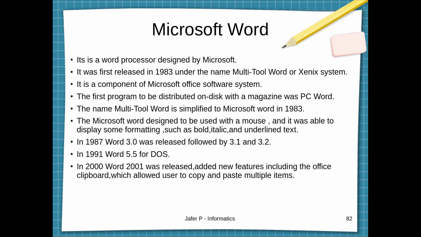And in 2000, Word 2001 was released, adding new features including the Office Clipboard, which allowed users to copy and paste multiple items. So in Word 2001 many new features were added, and one of the new features was the clipboard. What do you mean by clipboard? Clipboard is actually used to copy and paste multiple items into Word. You can copy from one position to another position. Multiple items you can copy. That is called the clipboard.